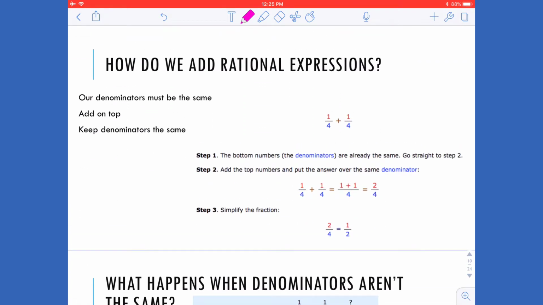Now thinking about how we add, so moving on to a different operation. When we add, our denominators must be the same. So we are actually going to add what is on top, keep our denominators the same as we move across. So here I've given you an expression where the denominators are the same. So I'm going to bring the denominator over, so 4, and I'm going to add on top. 1 plus 1 is 2. And 2 over 4 is 1/2.